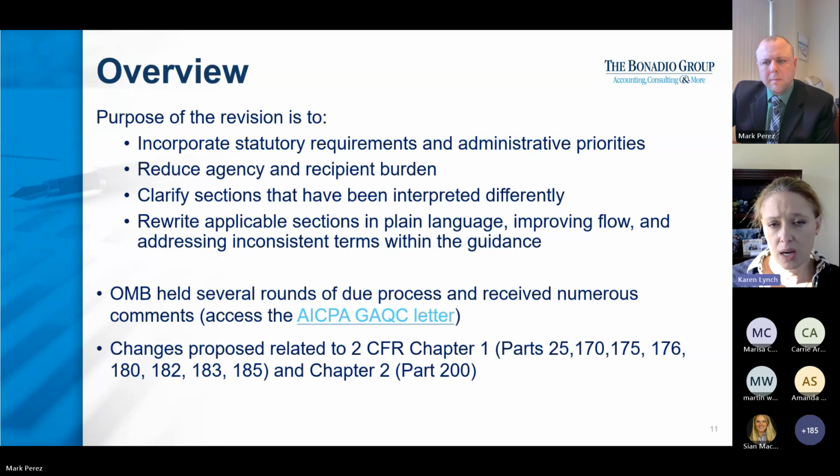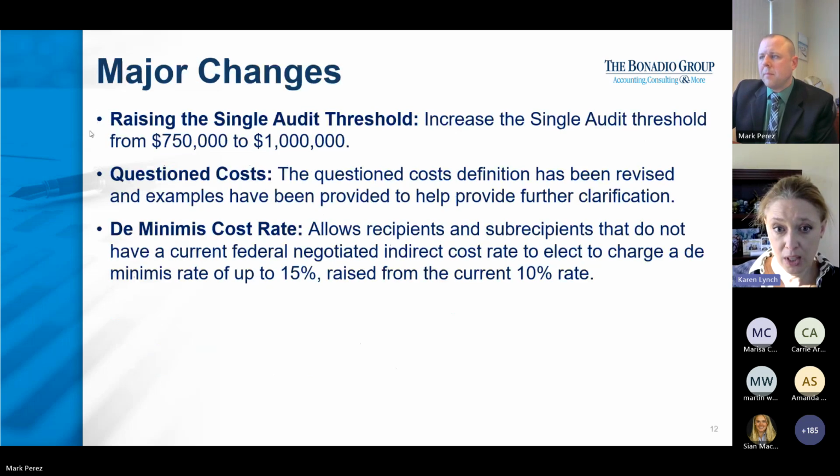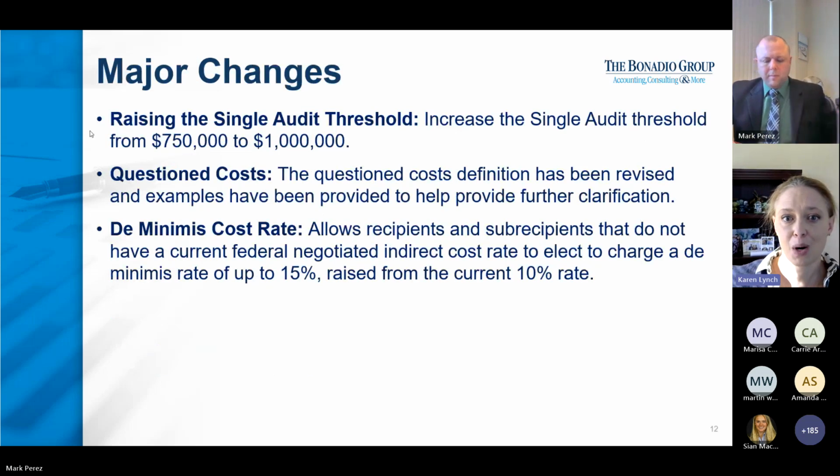So there was a lot of reading that went through to make sure that language was presented the same way with the same meaning. And so that was, again, the additional plain language, improving flow and addressing inconsistencies. So there's a significant amount of changes that were proposed, and these are what we're going to discuss in more detail. So the next slide is the big thing that everybody hopefully is excited about, which is, as Mark said, raising the single audit threshold.